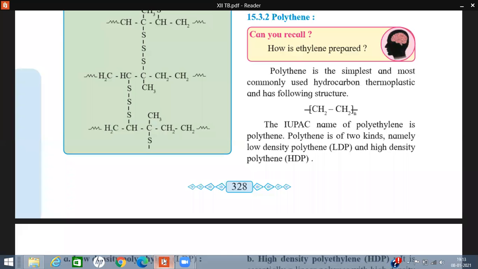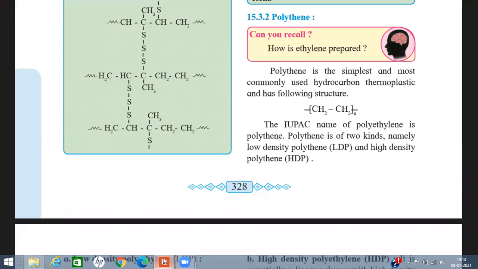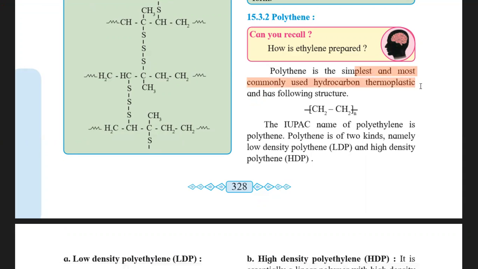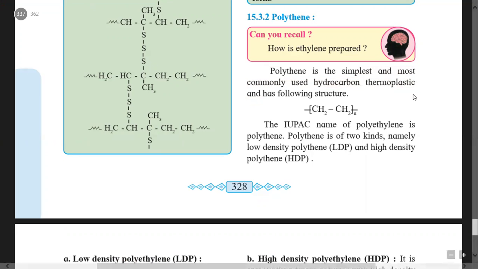Good morning, students. Today we will study the second example of polymer, that is polythene. Polythene is the simplest and the most commonly used hydrocarbon thermoplastic, and has the following structure: CH2=CH2, which we know is ethene or ethylene.